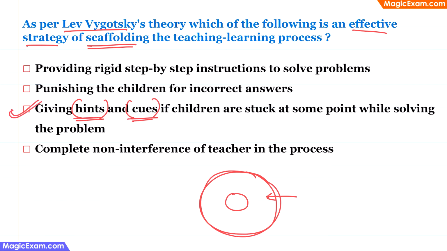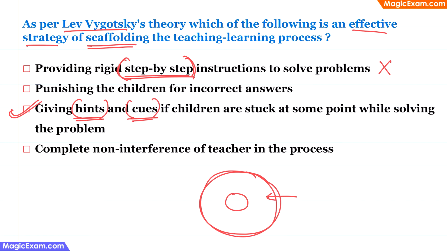Now, when we look at the other options, the first one says providing rigid step-by-step instructions to solve the problems. If you are providing rigid step-by-step instructions, what you are telling is asking the students to follow only these steps to solve the problem. So here you are not providing any scaffolding, you are just giving instructions to that child. Right? So this is definitely not as per Vygotsky's scaffolding theory.